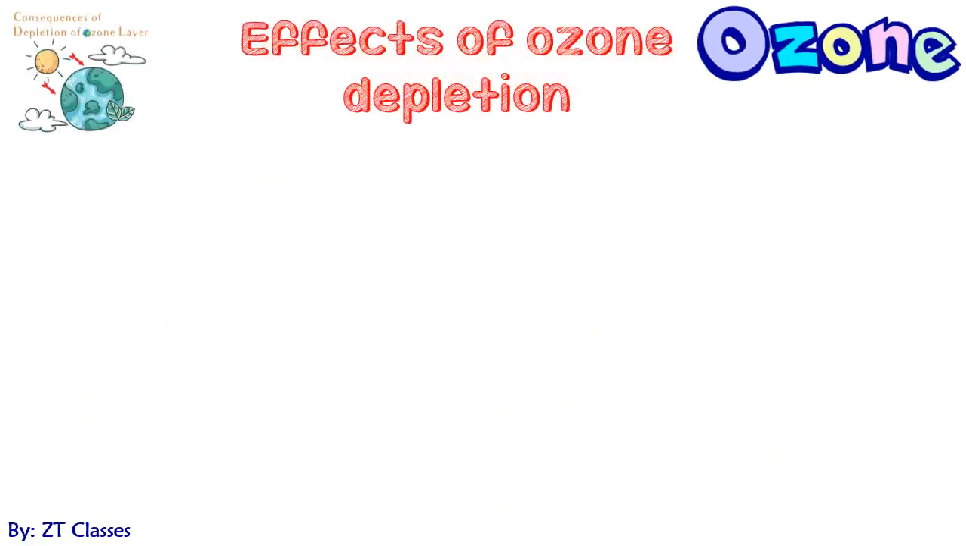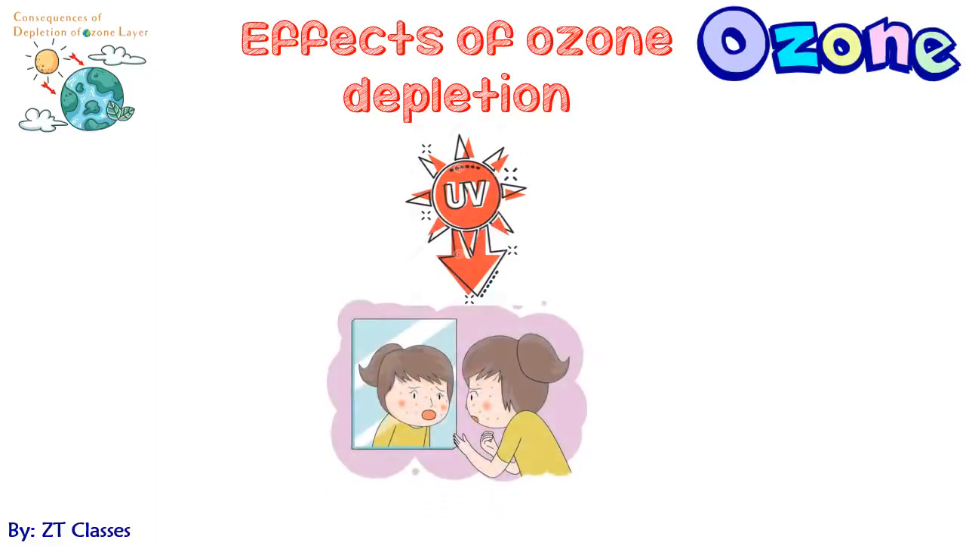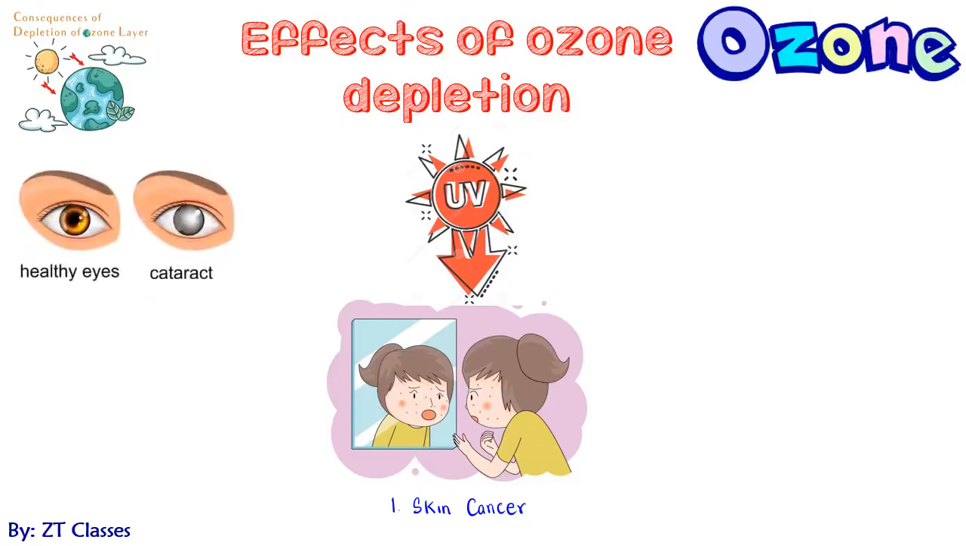So we have seen how ozone depletion is happening. Let's discuss what the consequences will be if this ozone depletion is not stopped. Ozone prevents UV rays from entering. So on ozone depletion, more of the harmful UV rays will enter Earth's atmosphere. The first and foremost will be damage to the skin. The terrestrial organisms will have skin cancer. Second, it will affect our eyes, causing dimming of eyes and cataract.